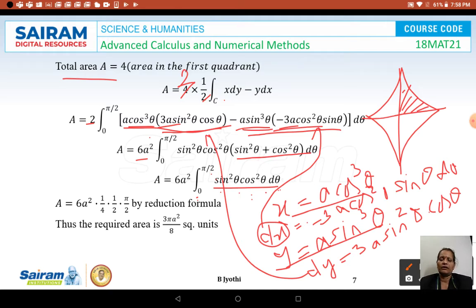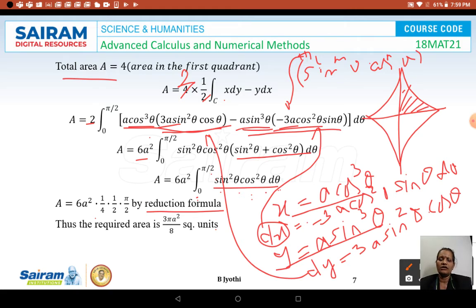So for that we need to apply the reduction formula. By using the reduction formula, the integral of sin power m theta cos power n theta d theta from 0 to pi by 2 will be written as (m minus 1)(n minus 1)(m minus 3)... and this is the last term, because again if you do m minus 3, it will be 0 or negative.